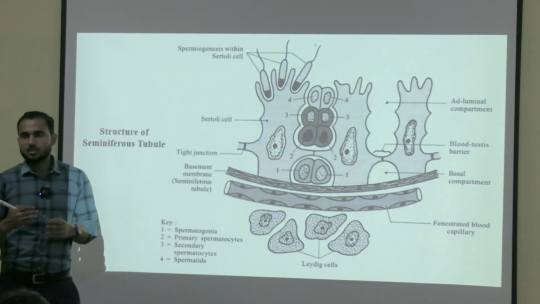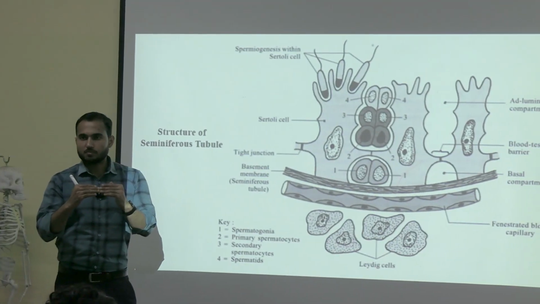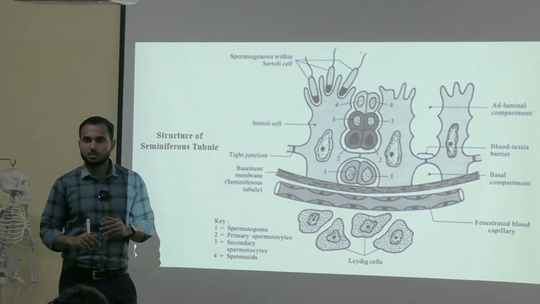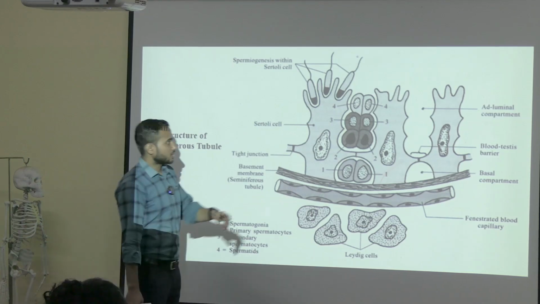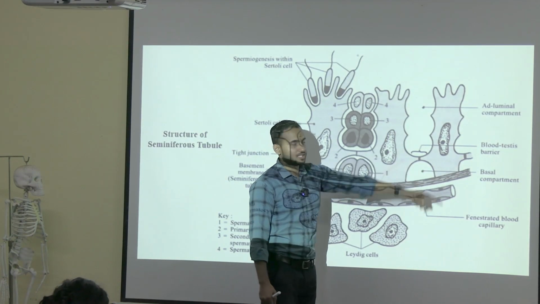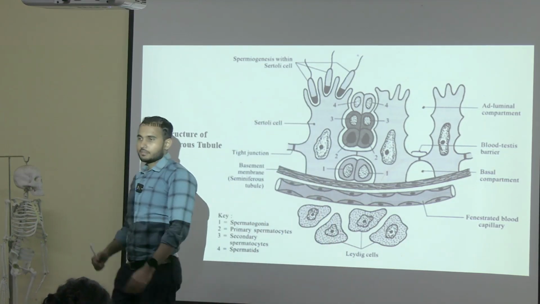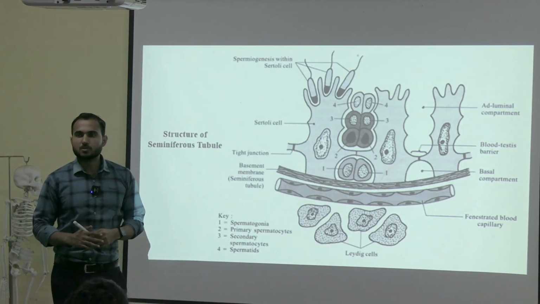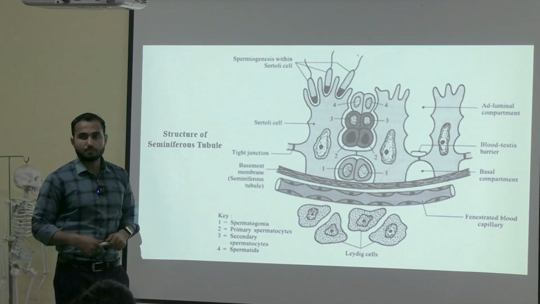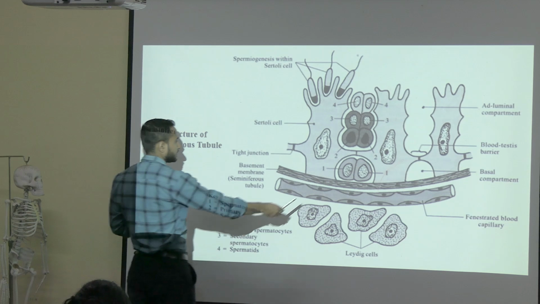Okay. Next, when the junctional complex is formed, the lumen of the seminiferous tubule is divided into two parts, or you can say two compartments. So the upper compartment is called the adluminal compartment, the lower one is called the basal compartment. Okay. Based on the maturation of the spermatogenic cells, the cells are present in this compartment. Okay. So in the lower compartment, what do you think?